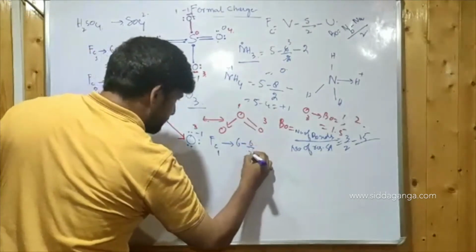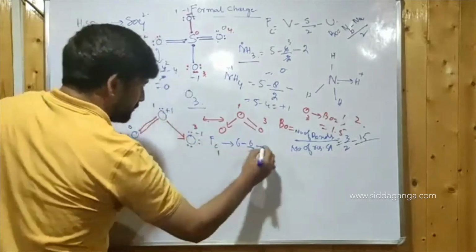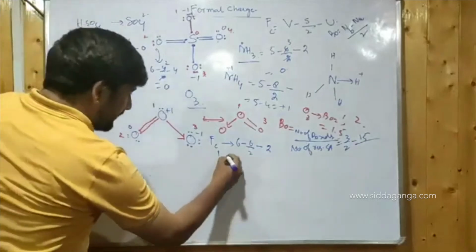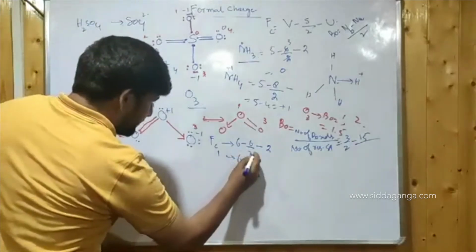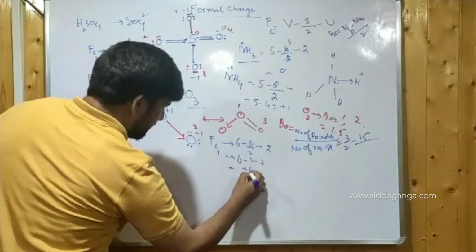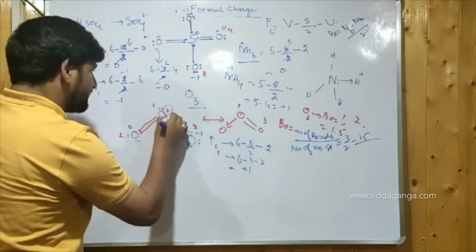6 by 2. How many are unshared there? 2. Clear or not? So what does it become? 6 minus 3 minus 2, so that will be +1. That's the apparent charge. That is the formal charge of this oxygen.